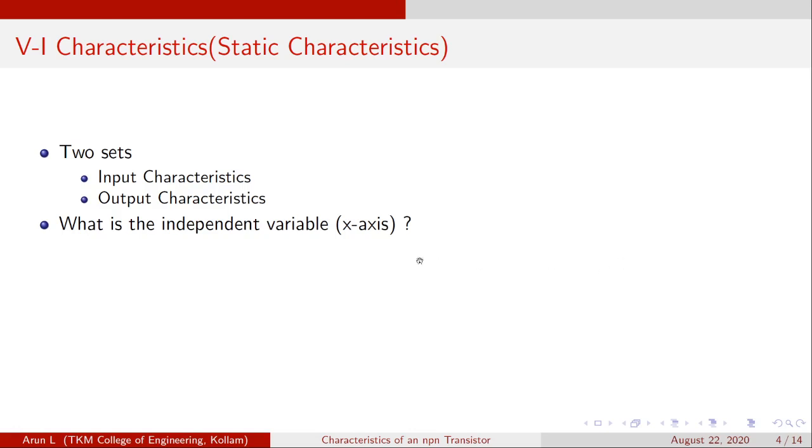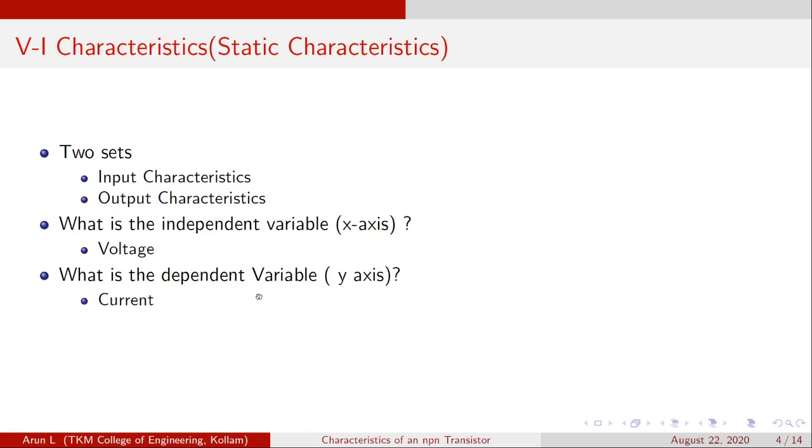So what is the independent variable in all these graphs? Voltage will be the independent variable. We will change the voltage quantity and we will observe the variation in a current quantity. So the dependent variable will be a current. In addition to that, a third variable is held constant when we plot these characteristics.